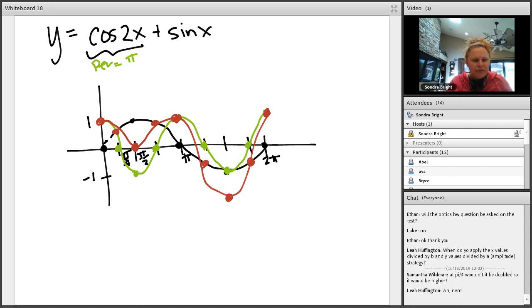At pi over 4, I had cosine at 0, but sine was at a higher value, so I don't think so. Oh, right before it, maybe? Okay. I don't really care about all the in-betweens, but you're probably right. It probably did kind of go up a little bit before and then come down to that, but not a big deal.